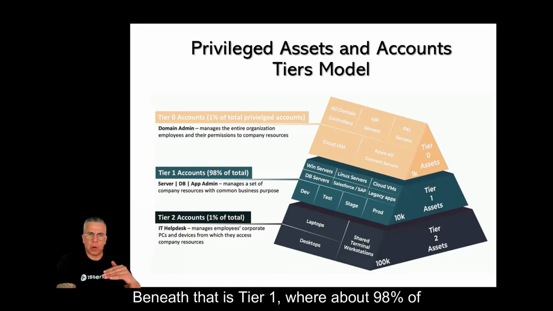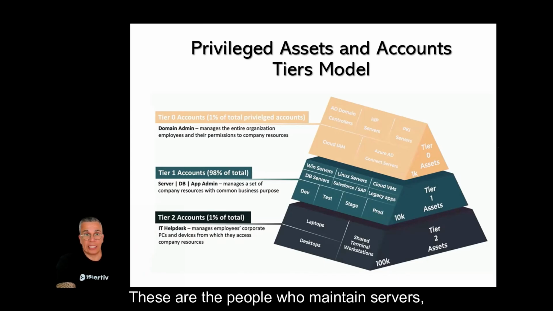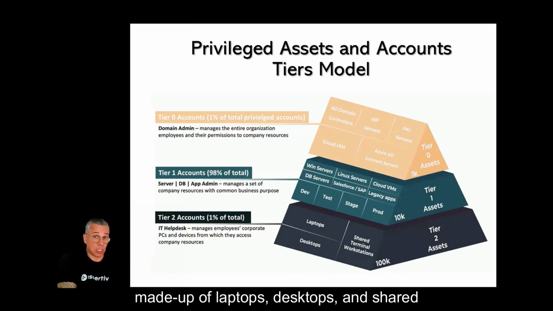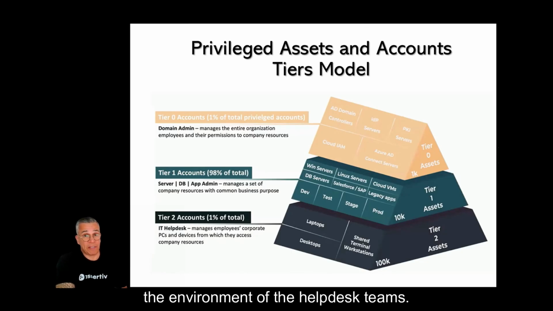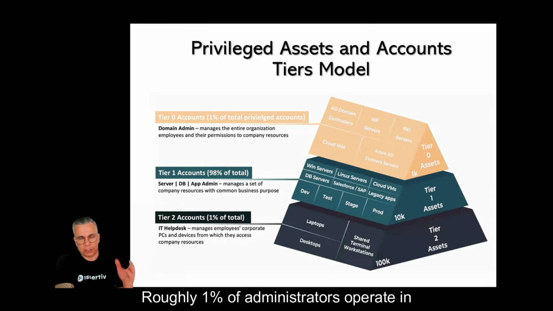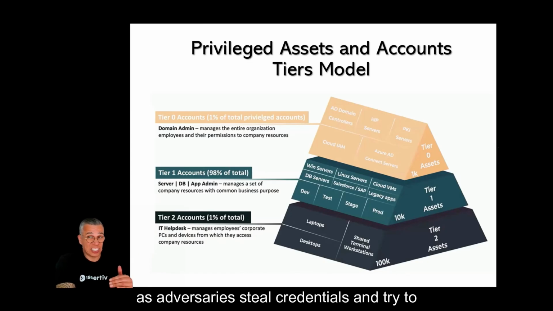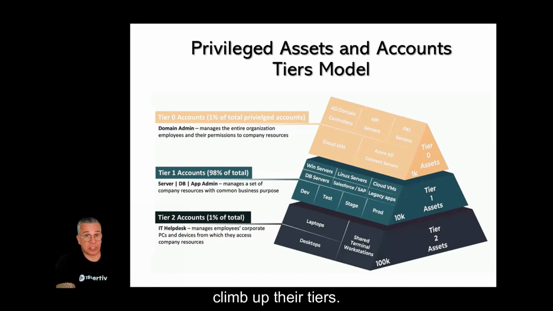Beneath that is Tier 1, where about 98% of your administrators operate. These are the people who maintain servers, databases, and applications, the systems that keep the business running. And at the base lies Tier 2, made up of laptops, desktops, and shared workstations, the environment of the help desk teams. Roughly 1% of administrators operate in this tier. This is where most attacks begin, as adversaries steal credentials and try to climb up the tiers.